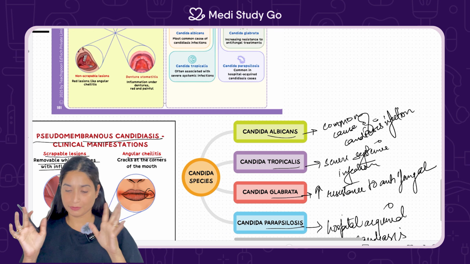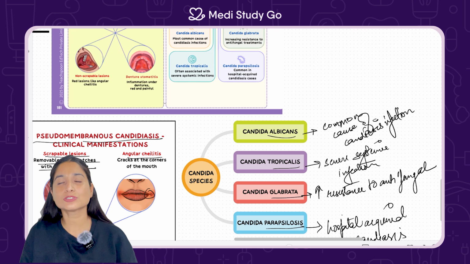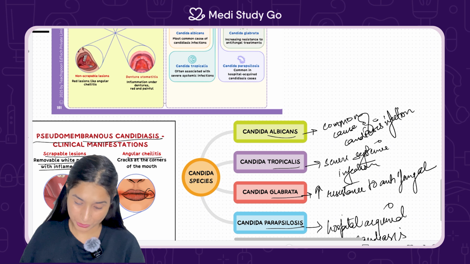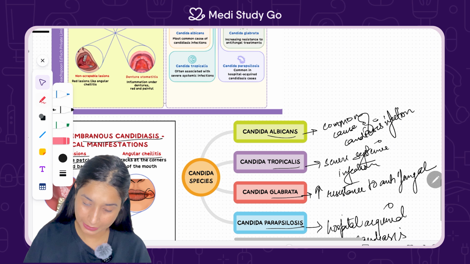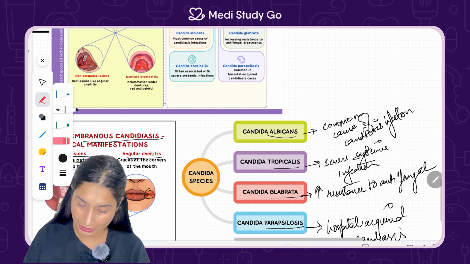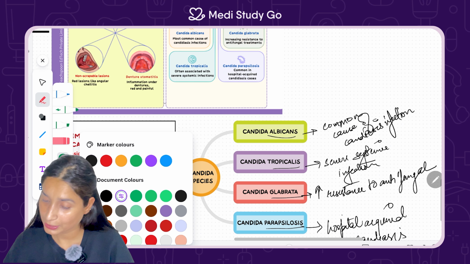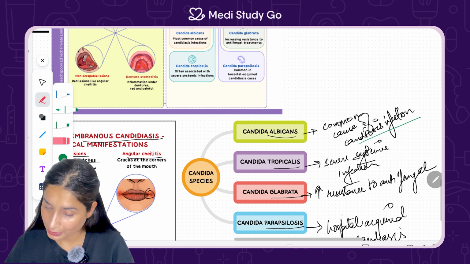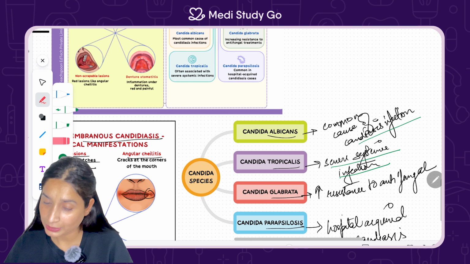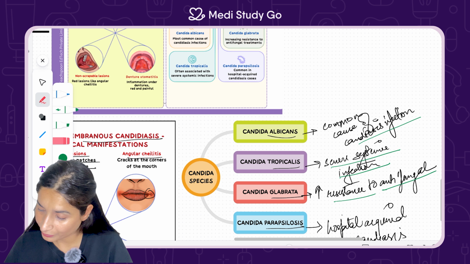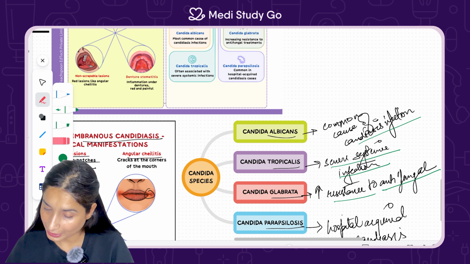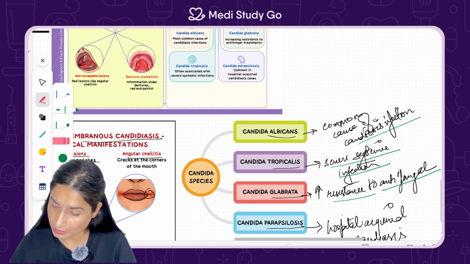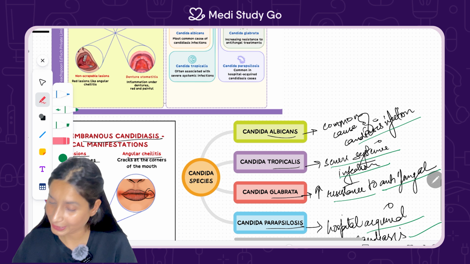We have studied the pseudomembranous candidiasis. So let's start with Candida species. The first is Candida albicans. As I have said, Candida albicans is the most common cause of candidiasis infection. Candida tropicalis is often associated with severe systemic infections. Candida glabrata shows increasing resistance to antifungal treatments. And Candida parapsilosis is a hospital acquired candidiasis.